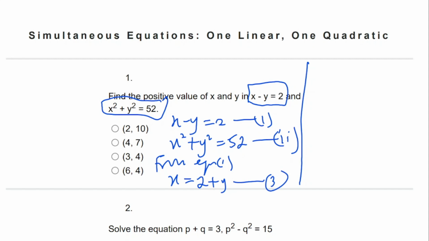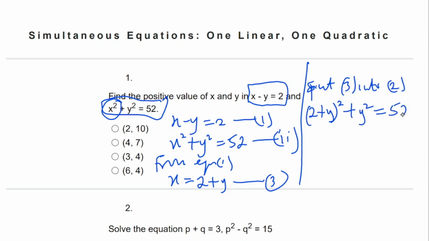We can then put 3 into 2. Wherever we see x, we put 2 plus y. So equation 2 becomes 2 plus y, everything squared, replacing the x squared here, plus y squared equals 52. Am I with you? So we open this. This is going to give us 2 plus y multiplied by 2 plus y, plus y squared equals 52.